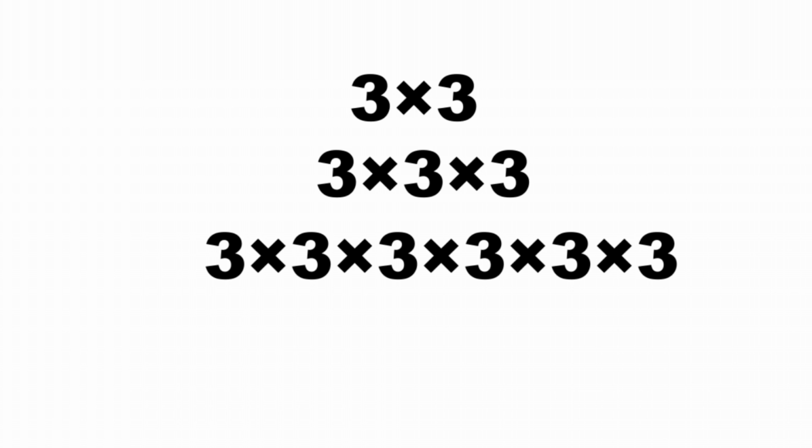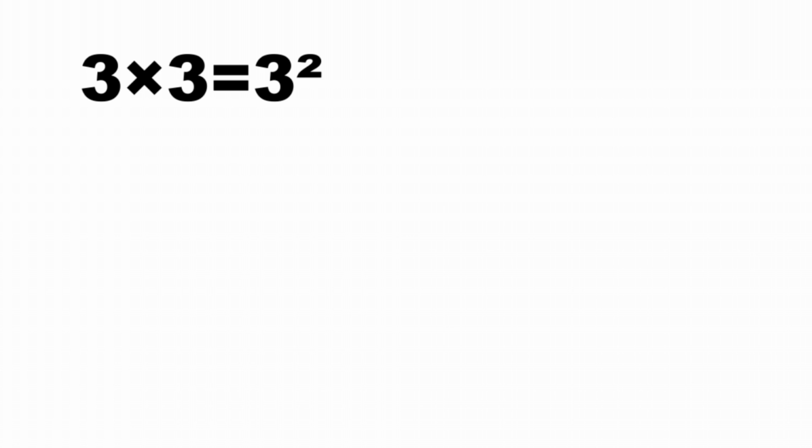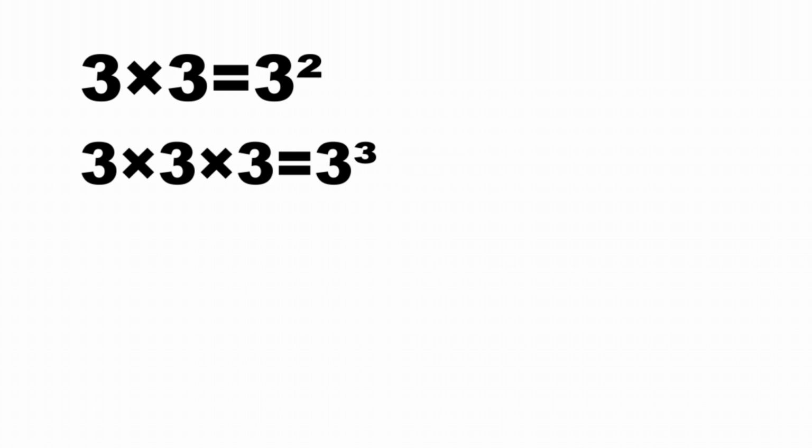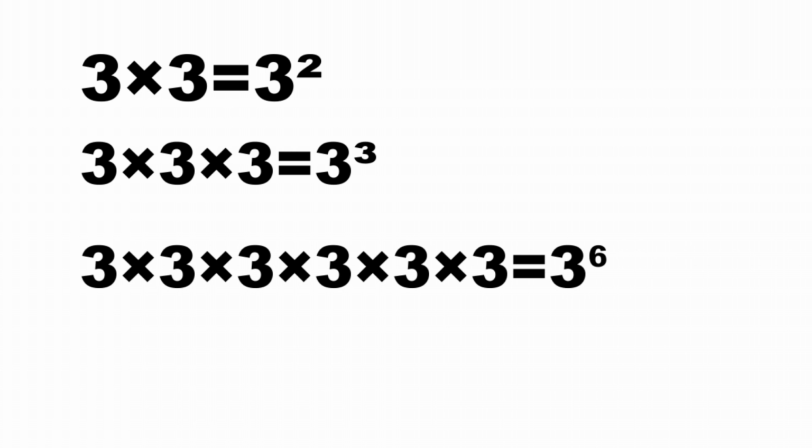Nicolas Chuquet used a form of exponential notation in the 15th century. 3 times 3 is just written with a big 3 and a small 2 above the right side of the 3. This is read as 3 squared. 3 times 3 times 3 is 3 cubed. 3 times 3 times 3 times 3 times 3 times 3 is just 3 to the 6th. So the long multiplication is just shortened. This is the main purpose of using exponents. It shortens the long and exhausting multiplication of the same number, or repeated multiplication of a number.